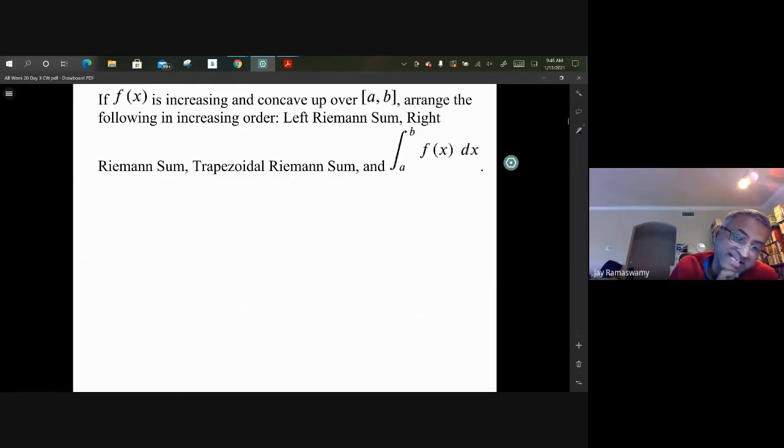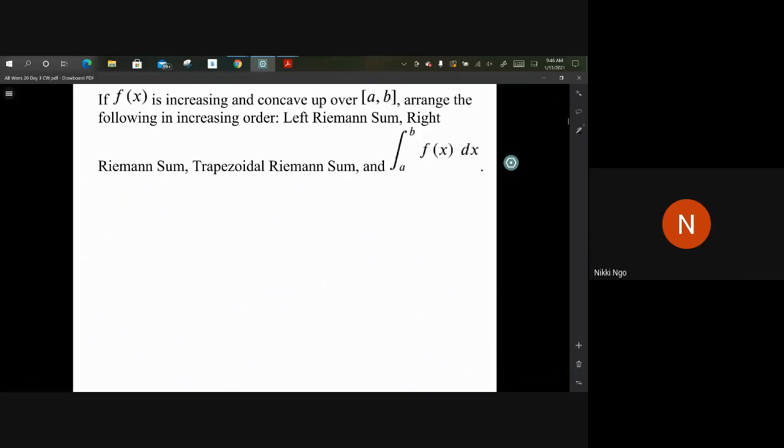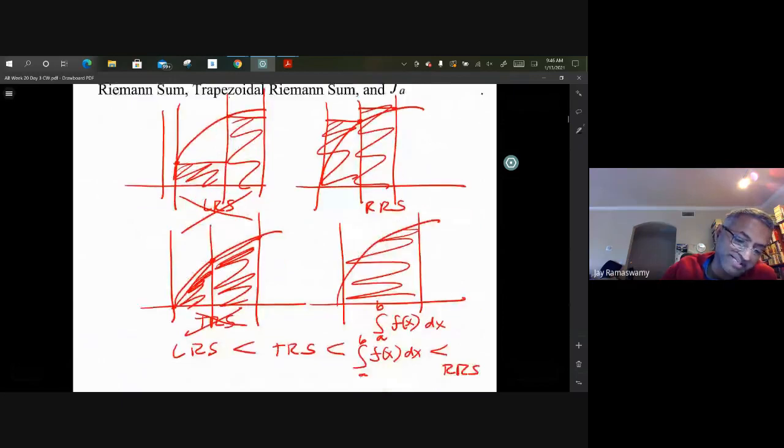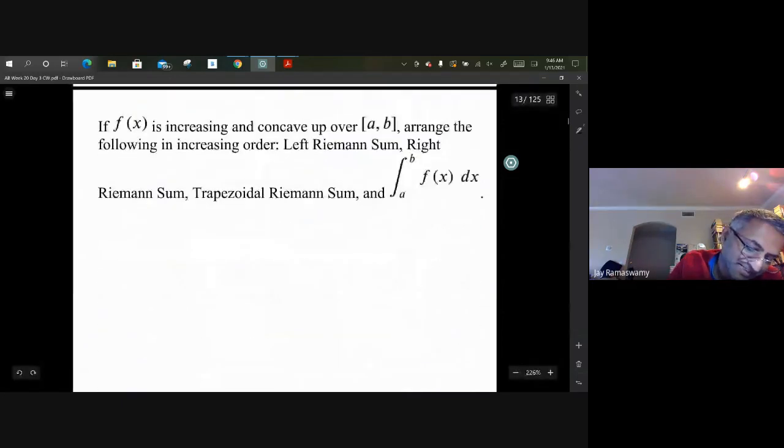This time it says f of x is increasing. Increasing, up. Increasing and concave up. So draw it yourselves. It looks like it should be exponential, increasing and facing upwards. So check if your graph kind of looks like this, perhaps.